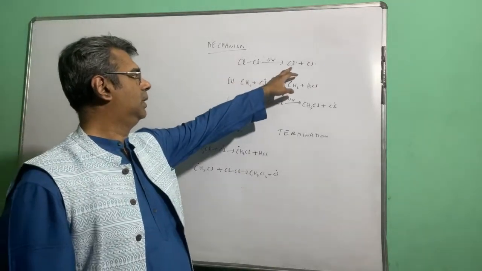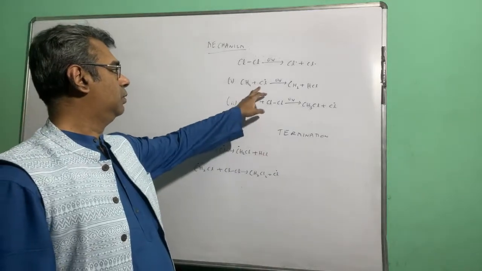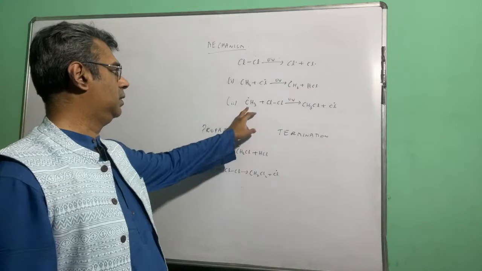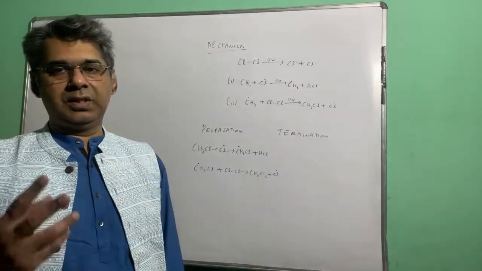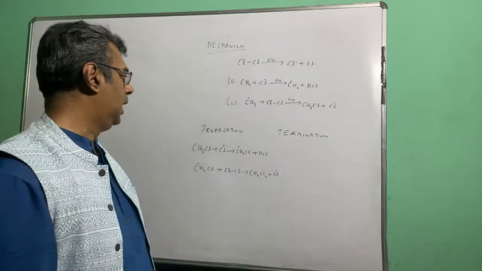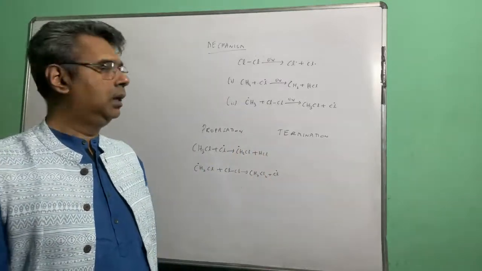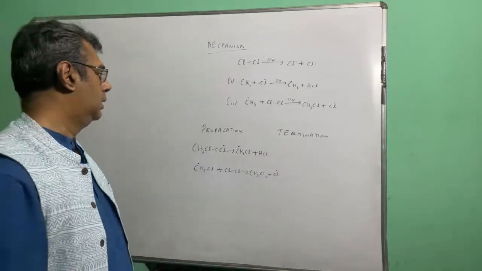So, Cl2 will break into Cl dot plus Cl dot due to the UV light. CH4 will combine with Cl dot to give CH3 dot plus HCl. CH3 dot plus chlorine will be CH3Cl plus Cl dot. Now, at this stage, there are two possibilities. Either the reaction will propagate, means it will continue further, or it will terminate. These are the two possibilities.